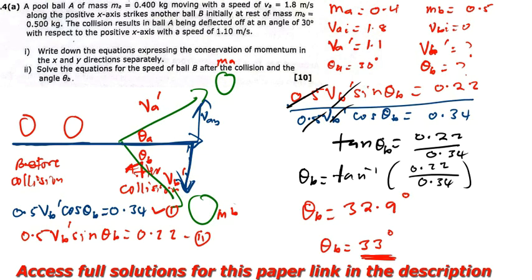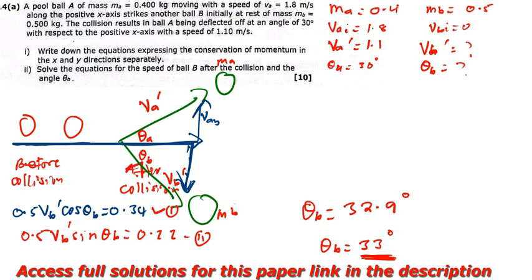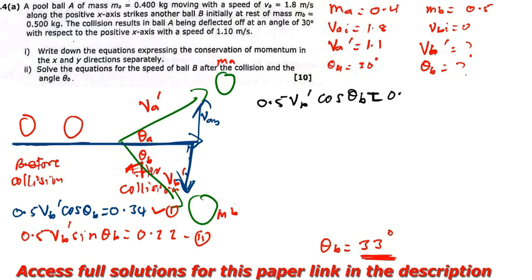That's theta. So again the question continues to say we need also to find the final velocity vB. Now that we have the two formulas which we made, it's going to be easy. You can choose any formula. I'm going to go with the first one. So the first one is 0.5 vB final cos theta B being equal to 0.34. So just plug in the theta.